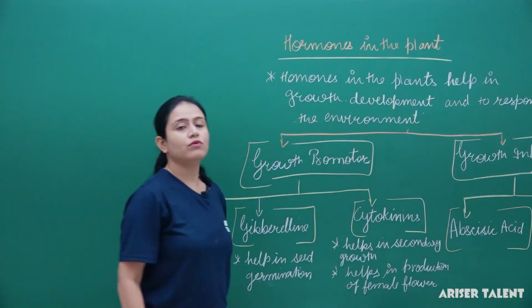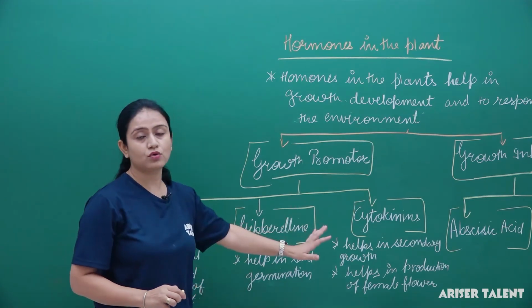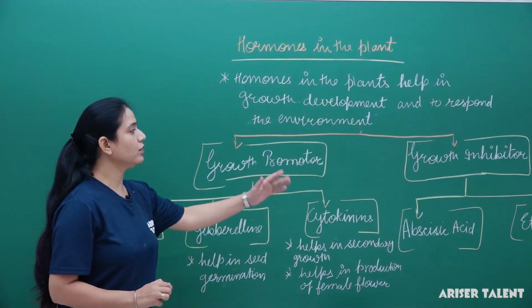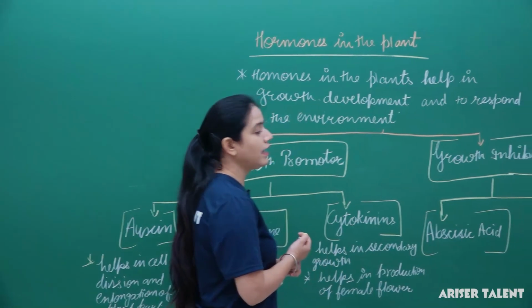Okay. Now we will talk about these. This was all about the growth promoters, means they are increasing the growth of the plant part. Now we will talk about the growth inhibitors. They are of two types, abscisic acid and ethylene.